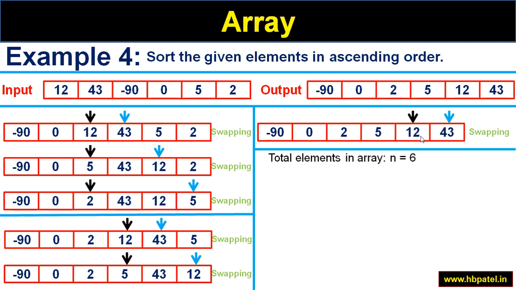Now if we summarize this, there are a total of 6 elements. So if we talk in terms of n, there are n equal to 6.